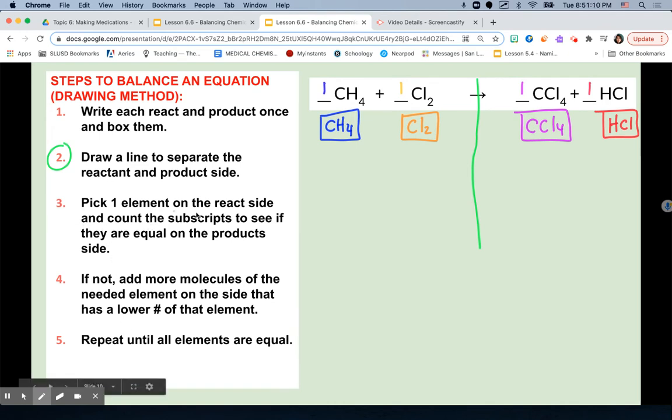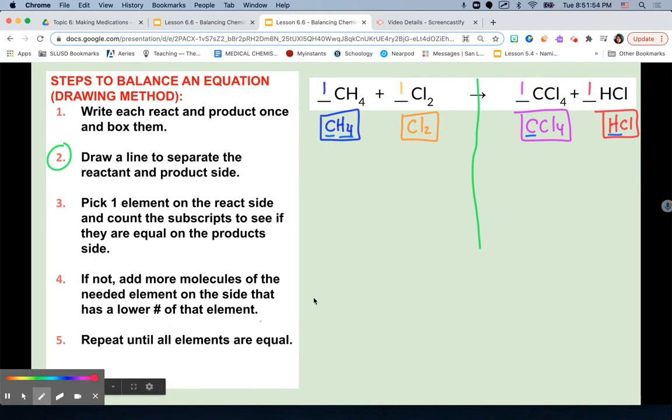So in step 3, I'm going to pick one element either on the reactant side or the product side. Doesn't have to be the reactant side, and see if they match. So let's start with C. I have one carbon, or one letter C here, and if I look at how many C's I have on the other side, I also have one, right? So that matches. Let's count the H's next. Notice that I have 4 H's here, but I only have one H here.